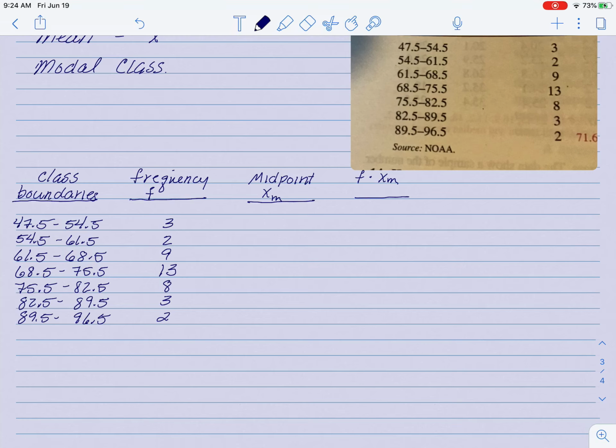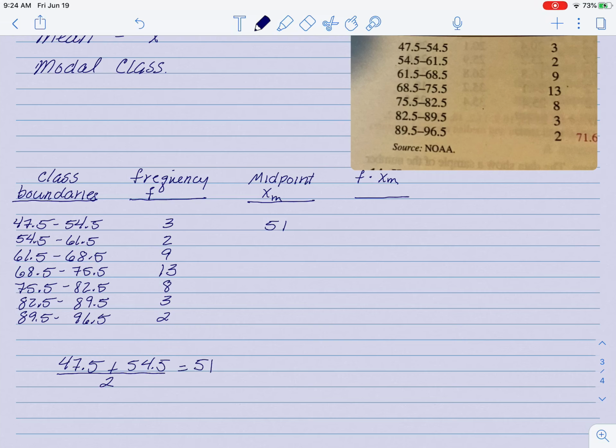Now remember, the midpoint we can find by adding the upper and lower bounds of the class and dividing by 2. So let's do that. The first class is 47.5 plus 54.5 divided by 2, which is 51. So the midpoint here is 51. What I did is I took 47.5 plus 54.5, found that sum, and divided by 2.